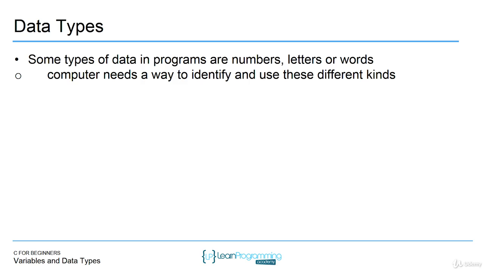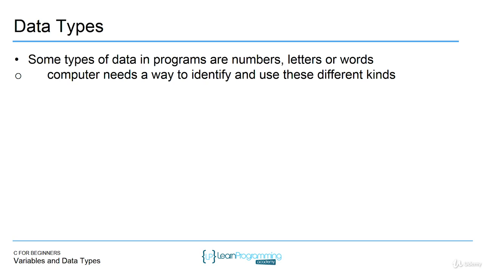So once we name the variables and we have a variable, well, what about the data that's associated with that variable? That's referred to as a data type. So some types of data in programs can be numbers, letters, or words, right? We just talked about how you can have 10 and 20 as values.